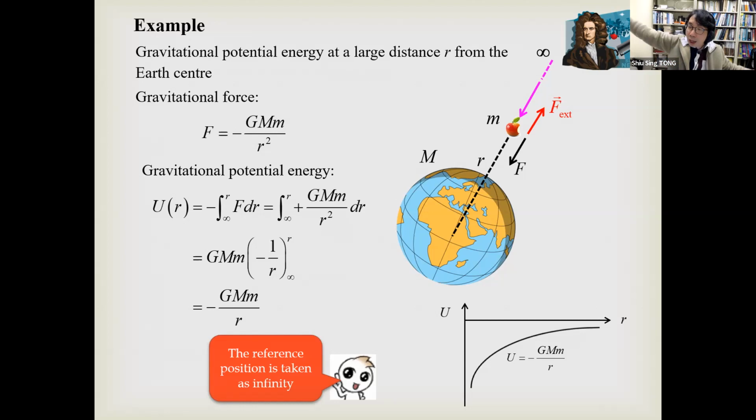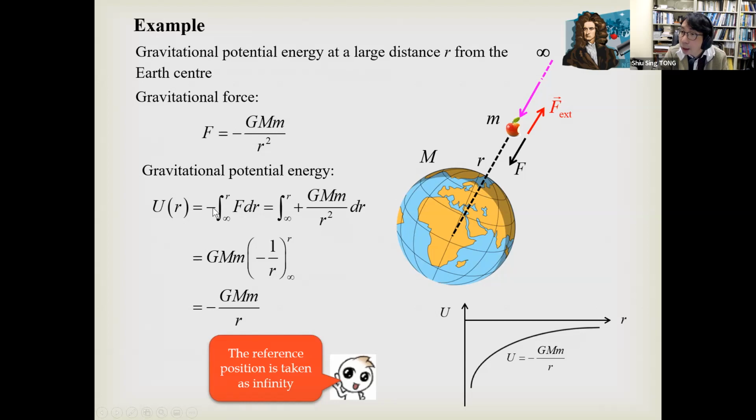So when the two bodies are widely separated from each other, they do not interact, we say that the apple has 0 potential energy. That seems to be appropriate, right? That seems to be the natural choice. So I integrate from infinity, which is the reference position, to the final position of the apple, which is distance r from the center of the Earth. So the potential energy I get is the potential energy at the distance r from the center of the Earth.